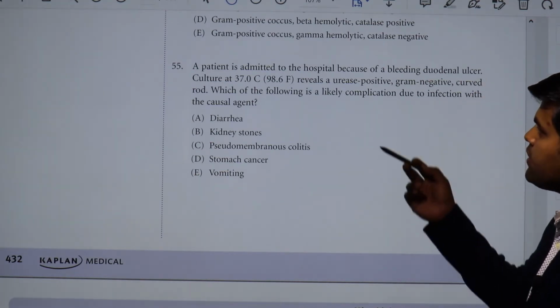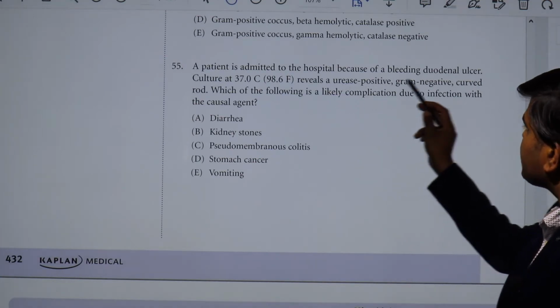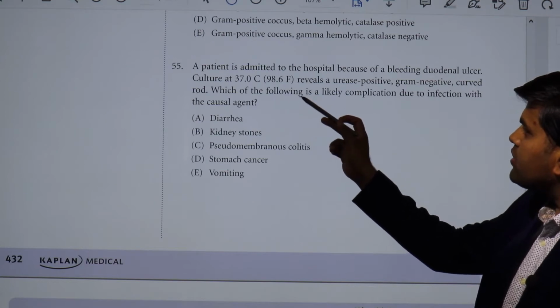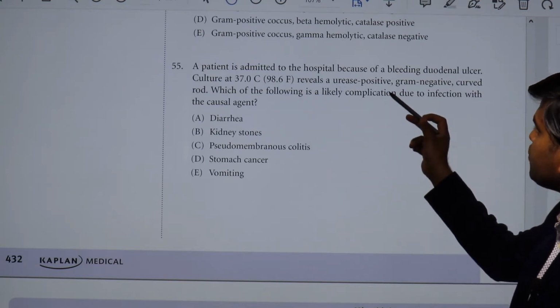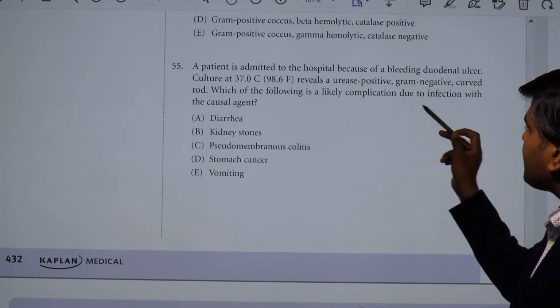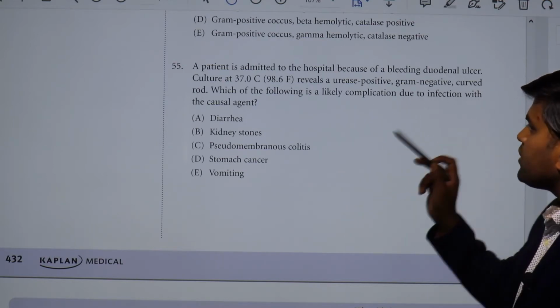We have a patient who is admitted to the hospital because of a bleeding duodenal ulcer. Culture at 37 degrees Celsius reveals a urease-positive, gram-negative, comma-shaped rod. Which of the following is a likely complication due to the infection with the causative agent?